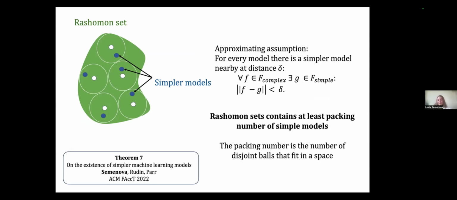For example, it works well for trees. For some other hypothesis spaces, this approximating assumption may not hold. And we will see a little bit later that in that case, if the true Rashomon set has some properties, we can still say something interesting.